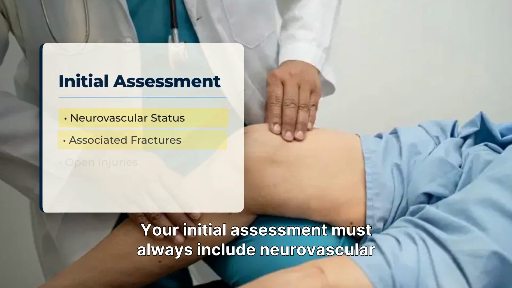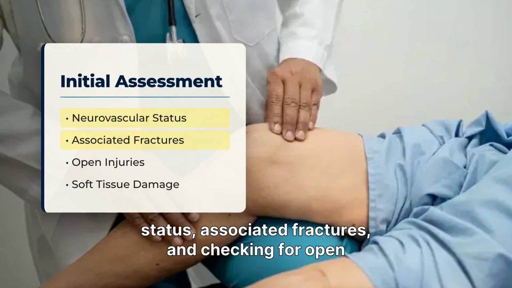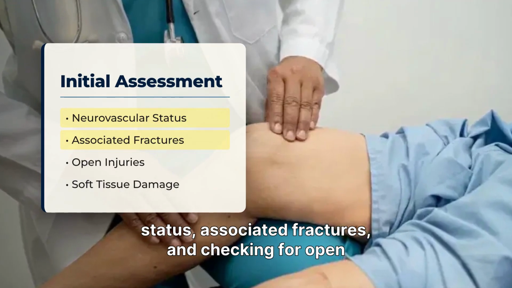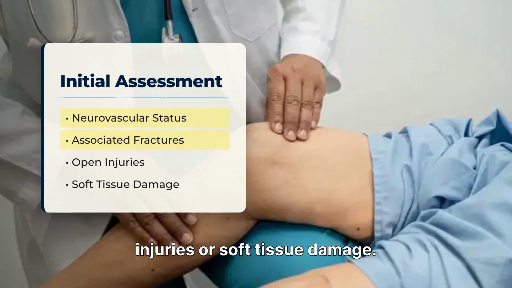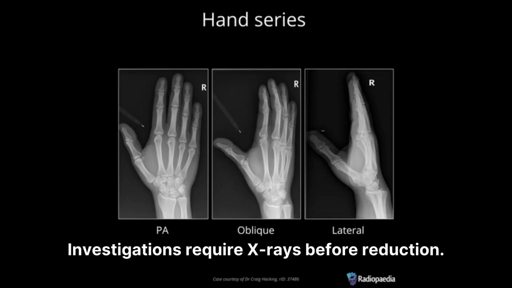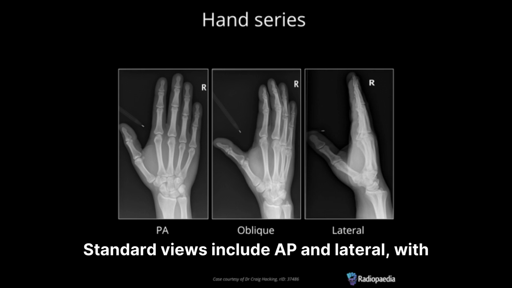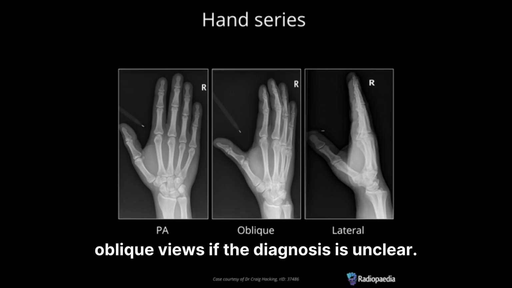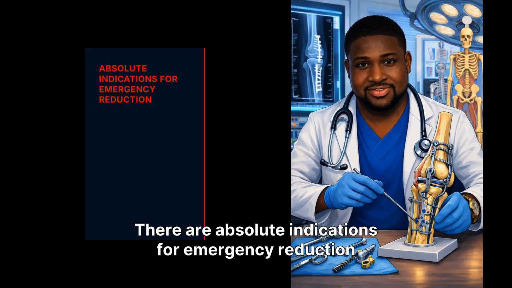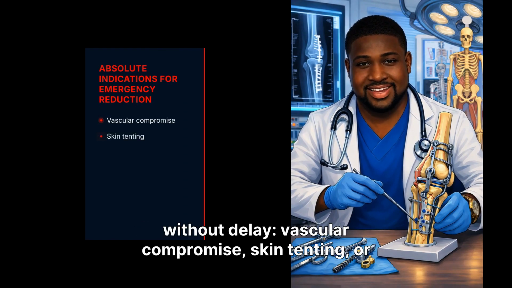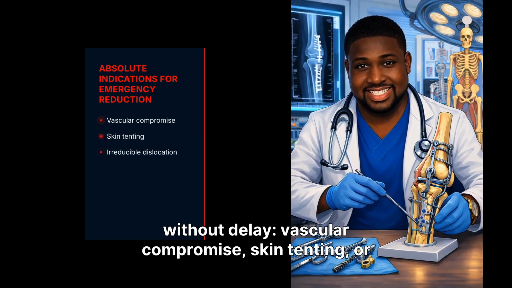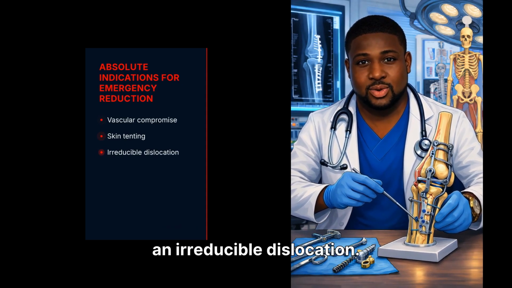Your initial assessment must always include neurovascular status, associated fractures, and checking for open injuries or soft tissue damage. Investigations require X-rays before reduction. Standard views include AP and lateral, with oblique views if the diagnosis is unclear. There are absolute indications for emergency reduction without delay: vascular compromise, skin tenting, or an irreducible dislocation.